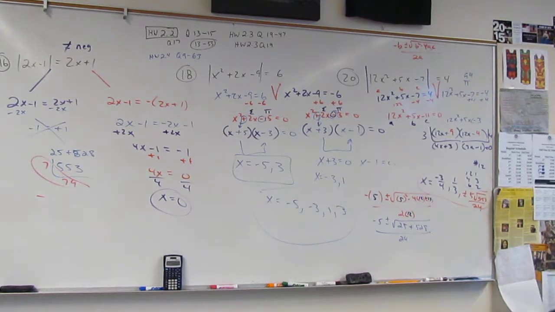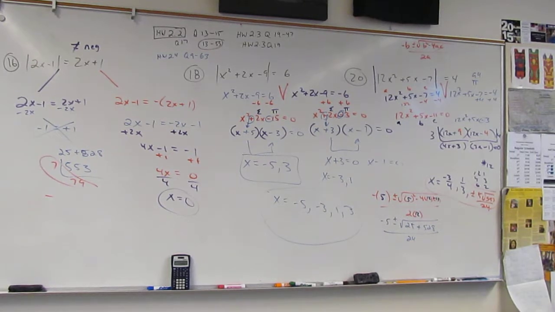Trying to see if we're right here. Did you put a 1? Oh wait, never mind. What problem was that? Number 20. Oh yeah, that's right. Did we get negative 3/4 and 1/3? Yeah! And 5, and we killed it.